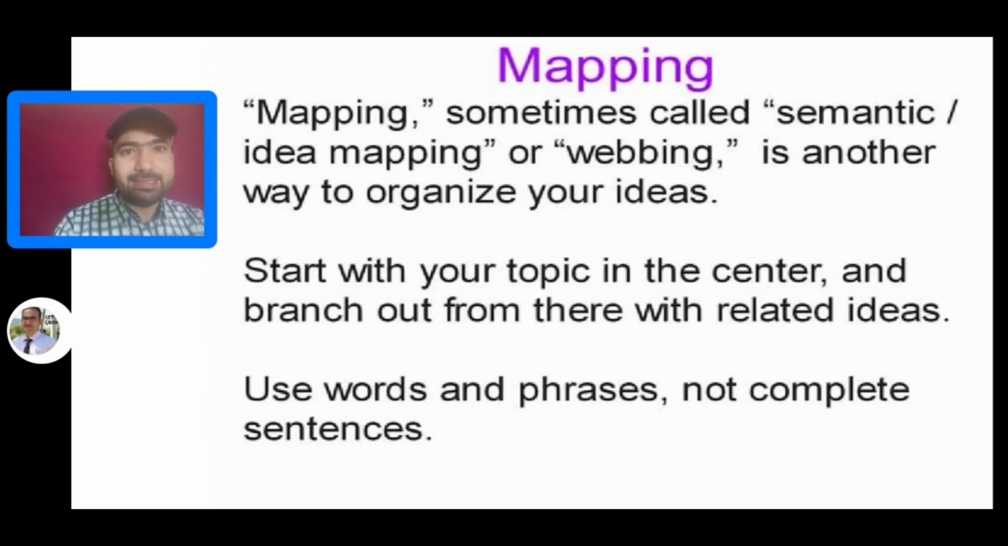So mapping, yes, this is called mind mapping or webbing, we call that. It is very important. Mapping, sometimes called semantic idea mapping or webbing, is another way to organize your ideas. Start with your topic in the center and branch out from there with related ideas. Just put a topic at the center, make a circle of it. You can have different graphic organizers. For example, for mapping, we commonly use a circular kind of graphic organizer. So there are many graphic organizers used for mind mapping, and you can use those. Use words and phrases, not complete sentences.